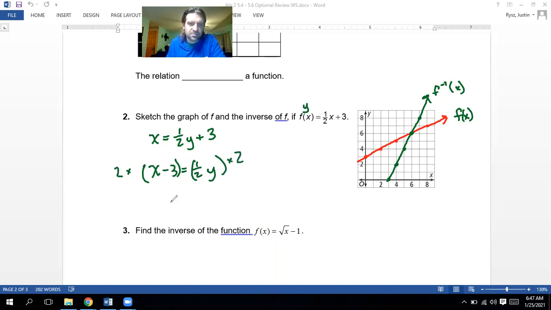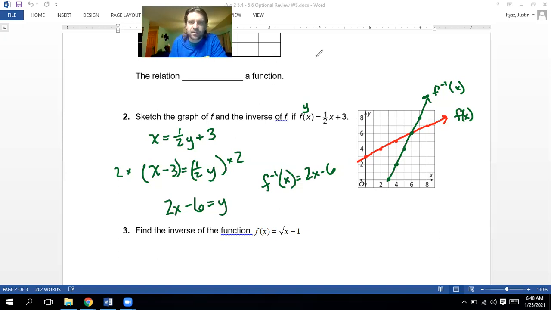And okay, x times 2 is 2x. 3 times 2 is 6. So we'd get y equals 2x minus 6, or the inverse function is 2x minus 6, which means we'd start all the way down here at -6, and we'd go up 2 over 1, up 2 over 1, and then eventually by the time we get over 3, we'd be at there. And so either way, you can find the answer.